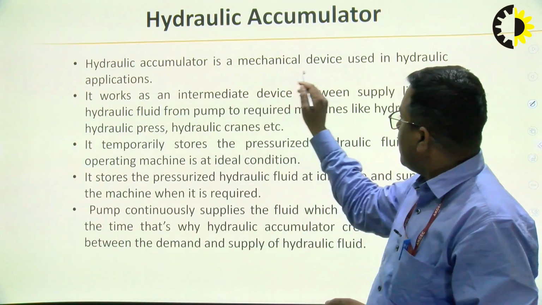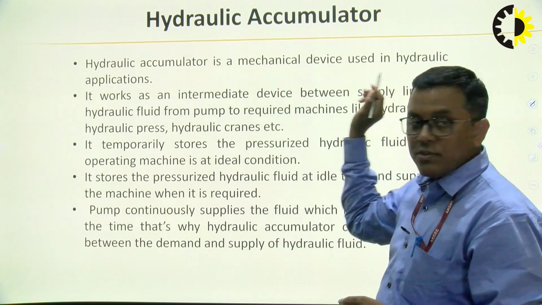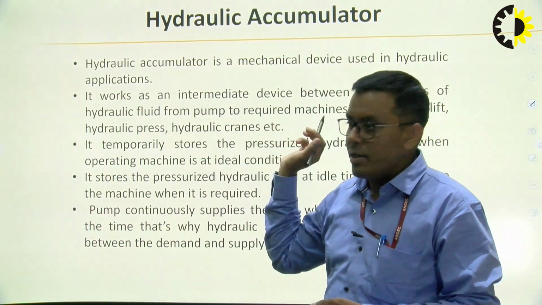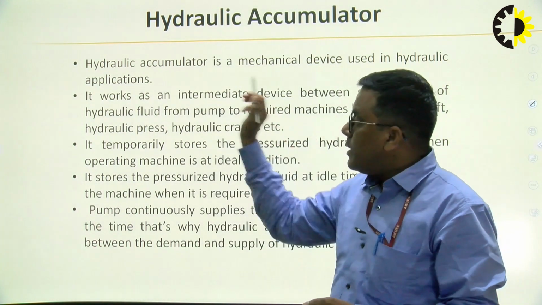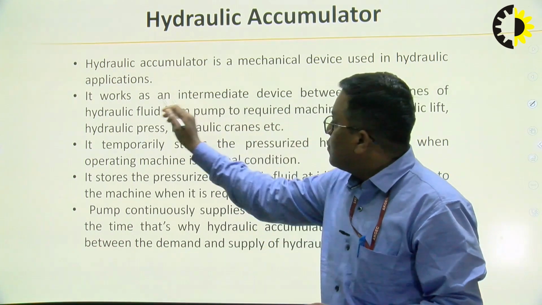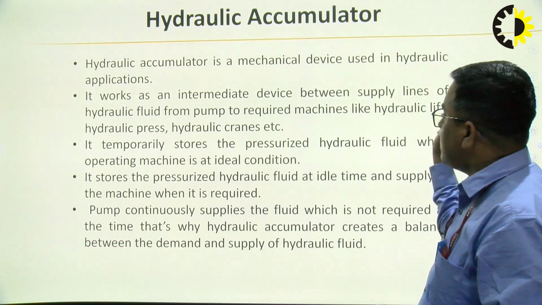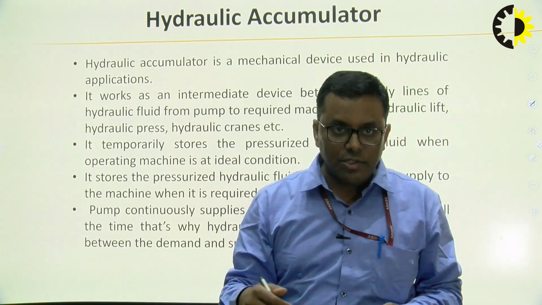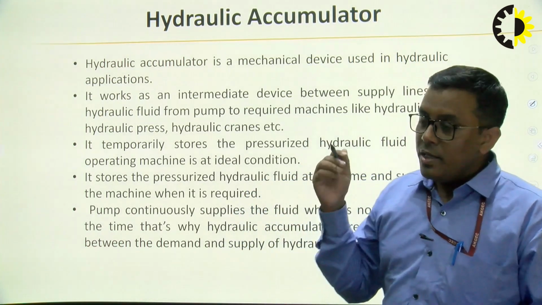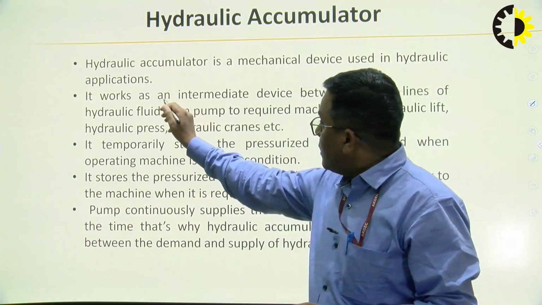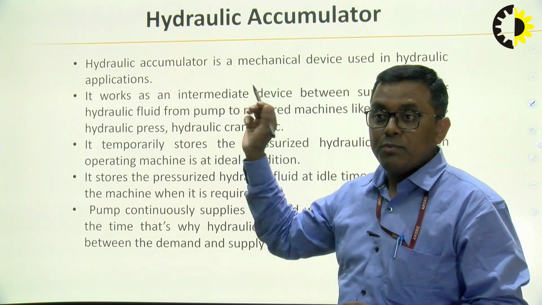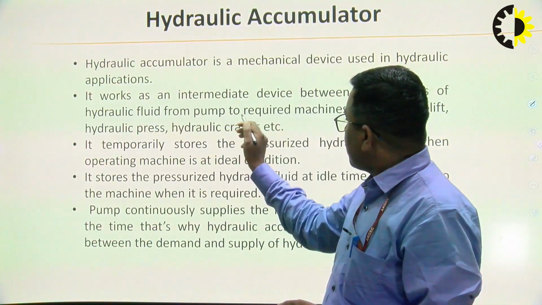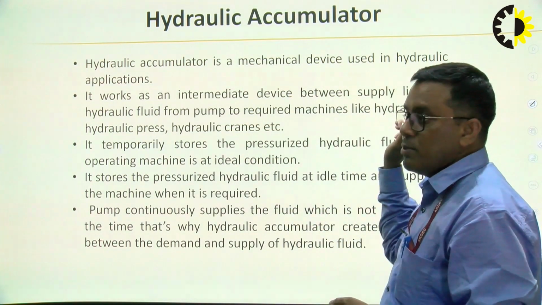So the hydraulic accumulator is basically a mechanical device used for certain hydraulic applications. It is not actually the device which is performing the actual working. Then what is it? It is basically an intermediate device. It works as an intermediate device between the supply lines of hydraulic fluid from the pump. The pump is increasing the pressure of the hydraulic fluid, which is used for certain purposes. So from the pump we are receiving the high pressurized fluid, which is used to run the required machines.